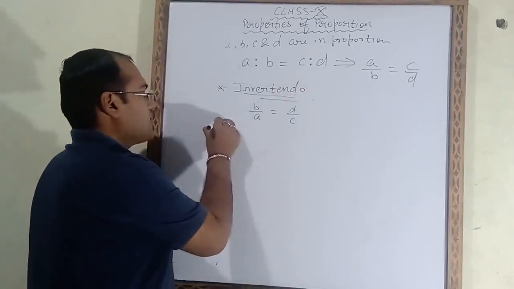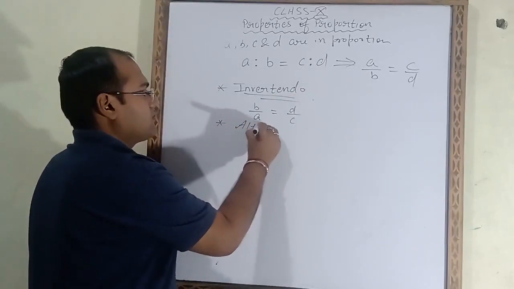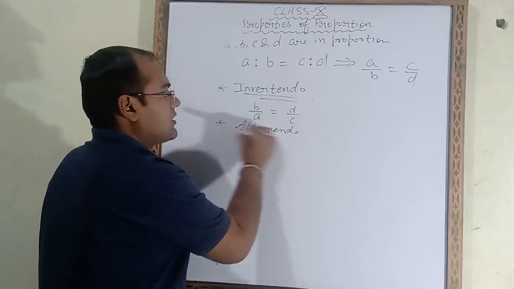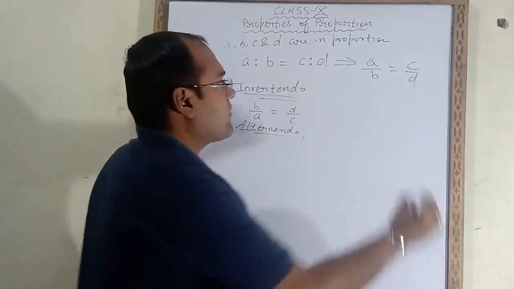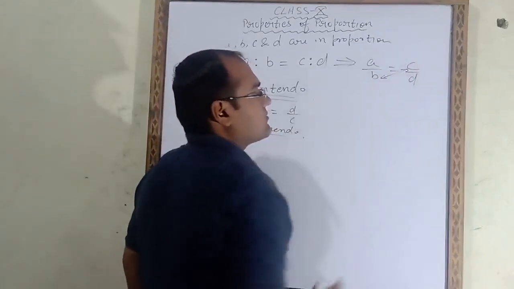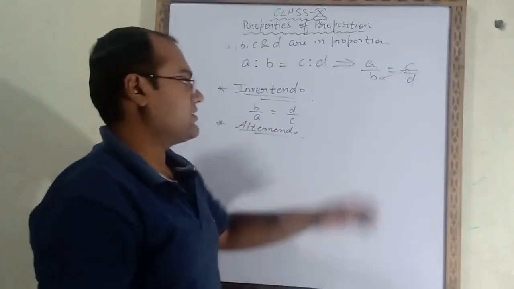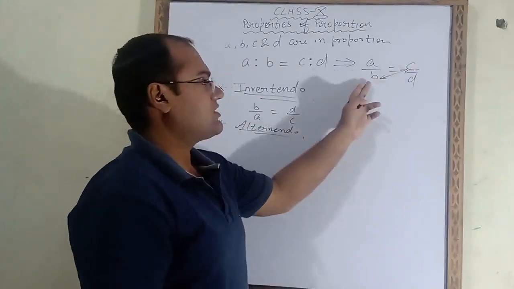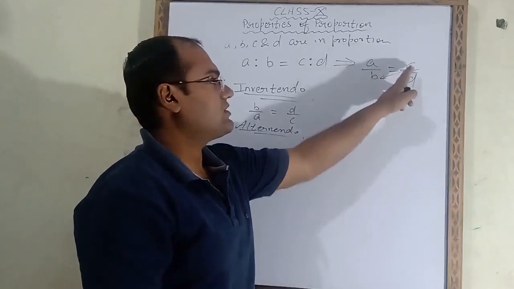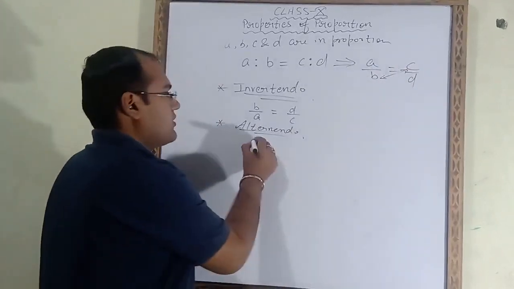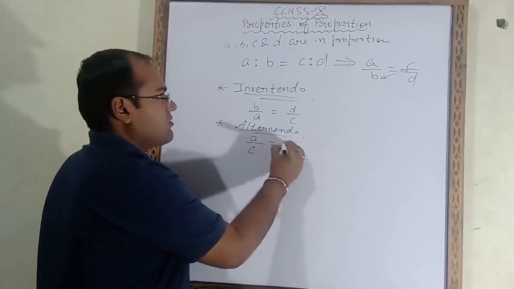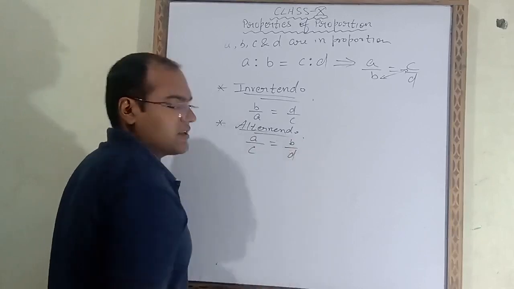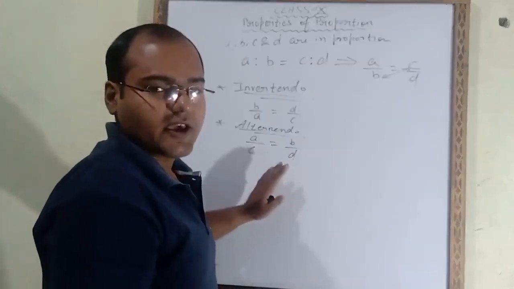Now second property, alternando. In alternando, what do you have to do? You have to interchange these two terms. You have to interchange B and C. Instead of B we will take C, and instead of C we will take B. So the ratio will be A upon C is equal to B upon D. So this is alternando, the second property.